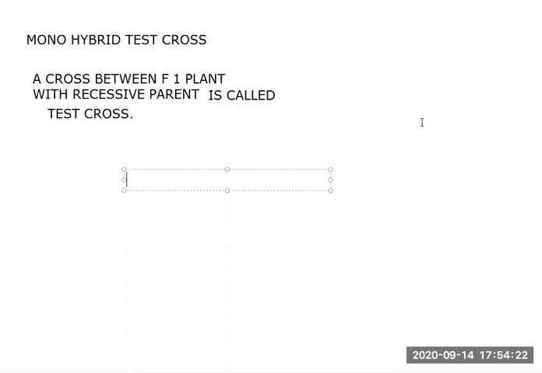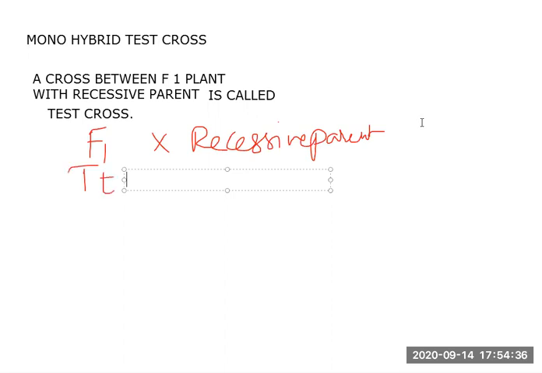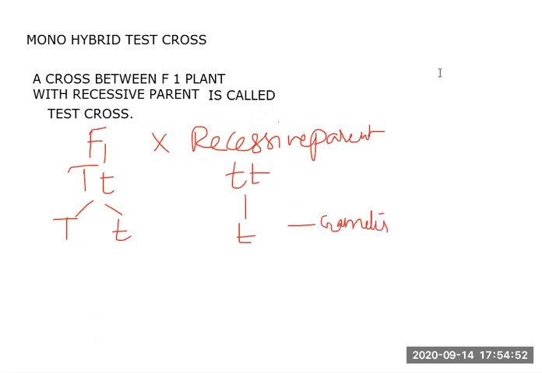Now I just gave the garden representation. Now I am giving the direct representation here. This is the F1 plant and the recessive parent. Capital T, small t is the F1 plant. Small t, small t is the recessive parent. The gametes are capital T, small t, and for the recessive parent only one type of gamete, small t. Next we are making a Punnett square.